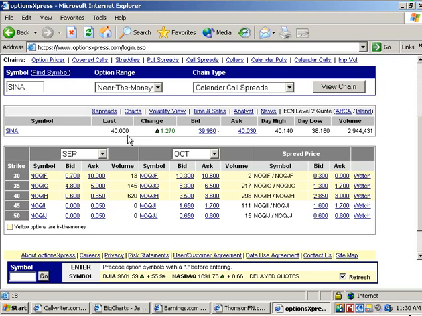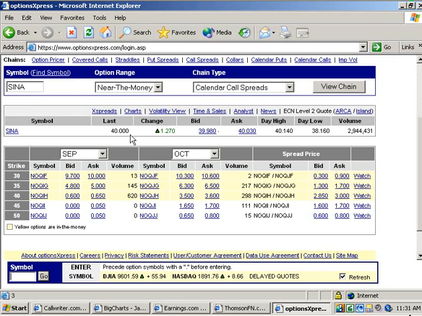And definitely we want to do the $40 strike price, because in my system, you always want to do the next out of the money strike price or slightly in the money. I mean very slightly in the money if you're going to do it in the money. What do I mean by out of the money?